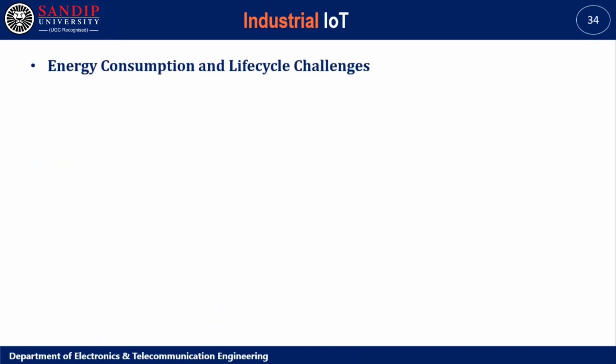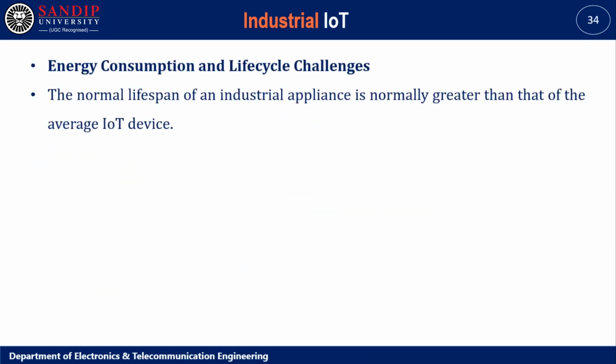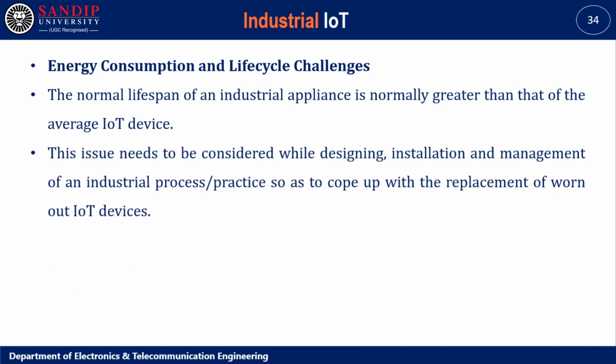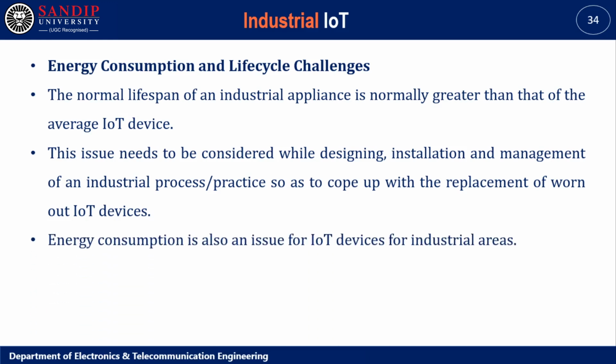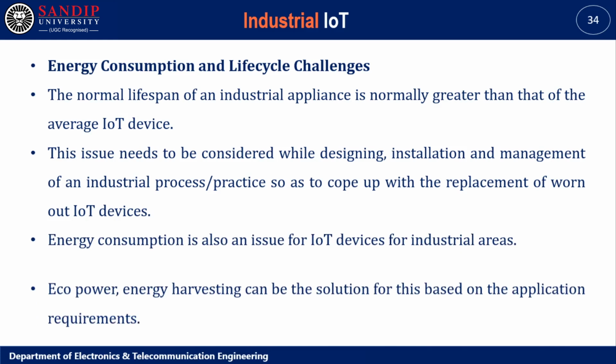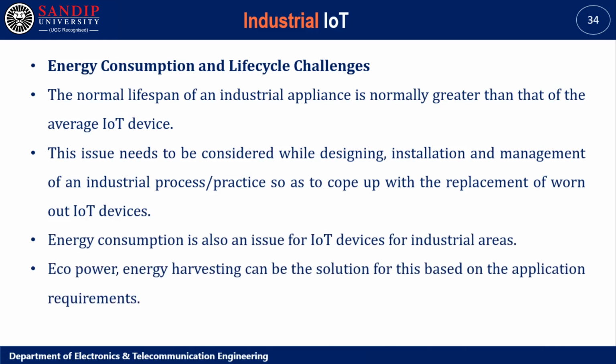Energy consumption and life cycle challenges. The normal lifespan of industrial appliances is normally greater than that of the average IoT device. This issue needs to be considered while designing, installation and in management of the industrial process practice so as to cope up with the replacement of worn out IoT devices. Energy consumption is also an issue for IoT devices for industrial areas. Eco-power energy harvesting can be the solution for this based on the application requirements.